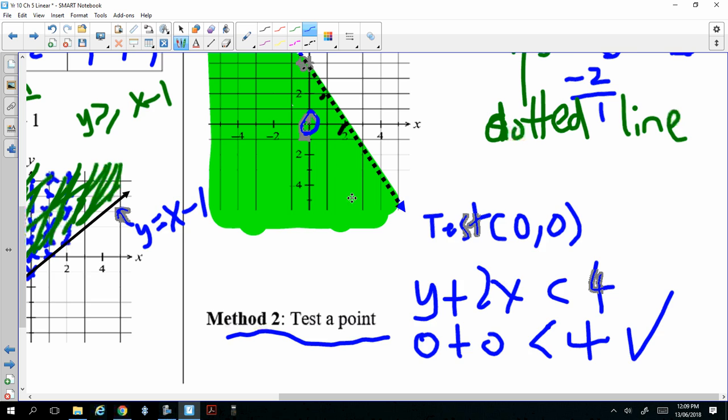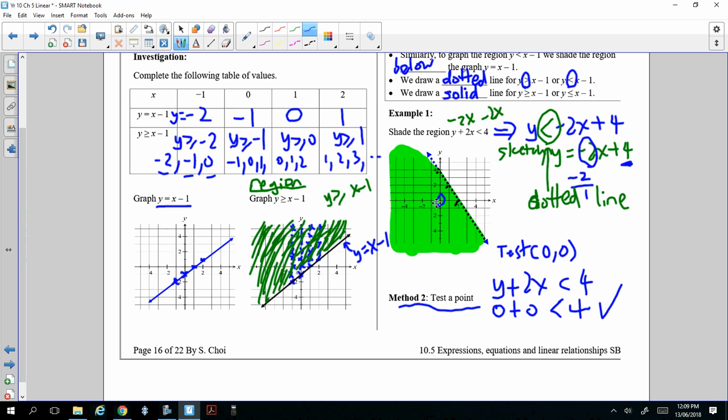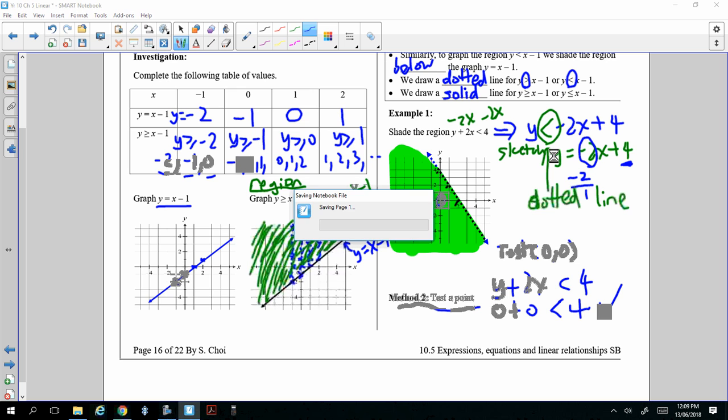Okay, good. But that can be, I think, slow. It's easier to shade below or shade above, depending on the sign of the inequality. All right, we'll have to do one more question, then we're done. Then you can do the homework. Let's move on to the next page. Hopefully you all have done this.